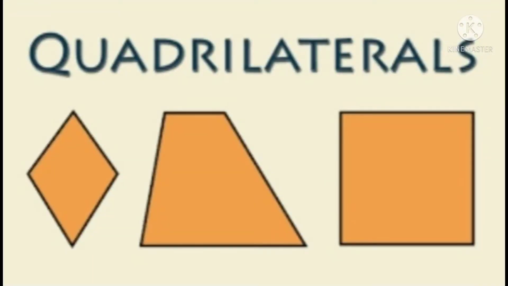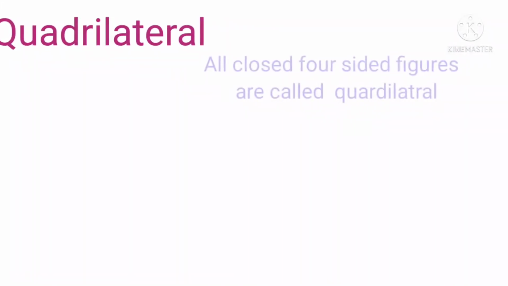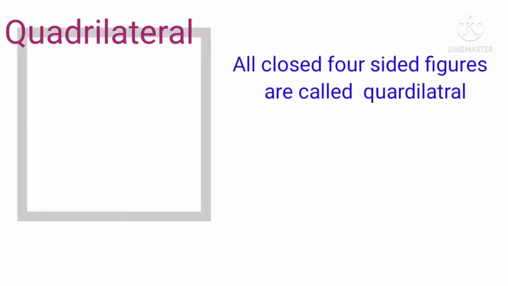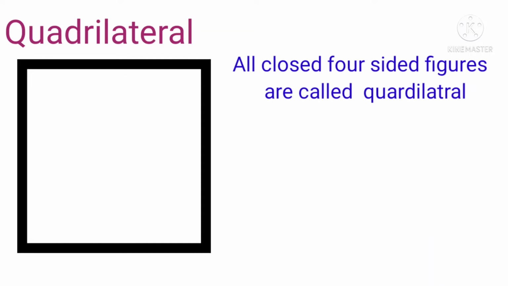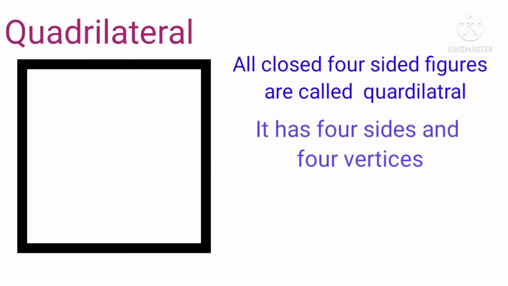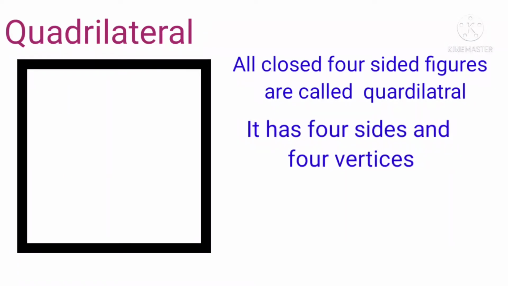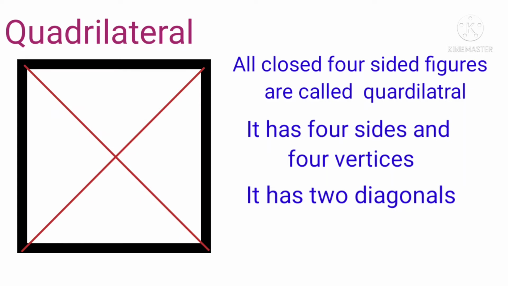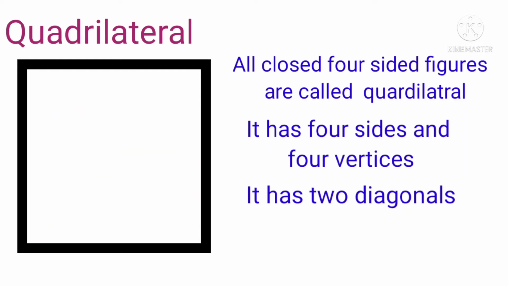Hi children, in this class we have to take a new chapter, quadrilateral. What is a quadrilateral? All closed four-sided figures are called quadrilaterals. It has four sides, four vertices, and two diagonals. These shapes are what we call quadrilaterals.